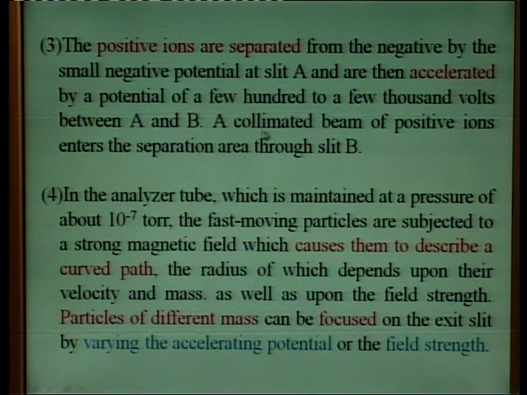Then a collimated beam of the positive ions enters the separation area through the slit B. In the analyzer tube, which is maintained at a very low pressure, the fast moving particles are subjected to a strong magnetic field, which causes them to describe a curved path, the radius of which depends upon the velocity and mass as well as the field strength. The particles of different mass can be focused on the exit slit by varying the accelerating potential or field strength.